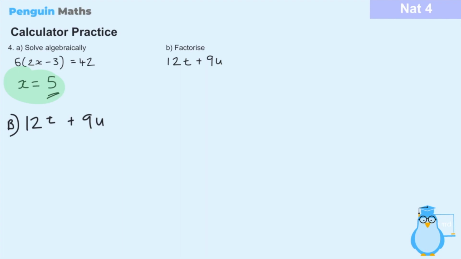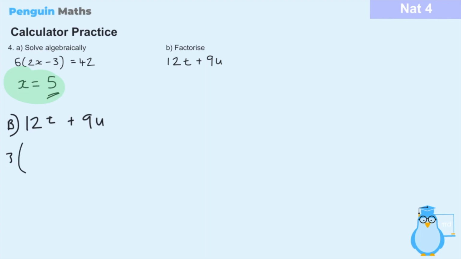So let's have a look at the numbers first. To do this, we have to think of the highest number that would go into both 9 and 12. And the first thing that I can think of is 3 could perhaps go into both, because we know that 3 times 4 is 12, and also 3 times 3 is 9. So that means we've established 3 as the highest common factor.